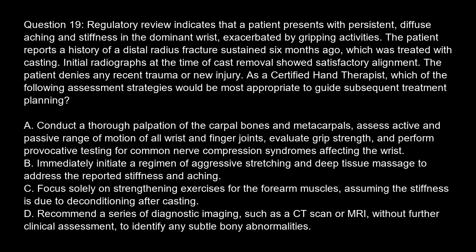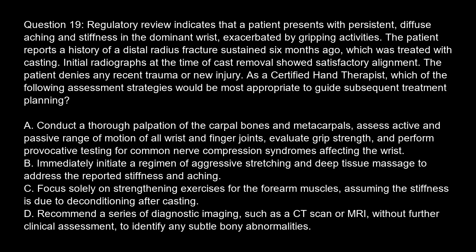Question 19. Regulatory review indicates that a patient presents with persistent, diffuse aching and stiffness in the dominant wrist, exacerbated by gripping activities. The patient reports a history of a distal radius fracture sustained 6 months ago, which was treated with casting. Initial radiographs at the time of cast removal showed satisfactory alignment. The patient denies any recent trauma or new injury. As a certified hand therapist, which of the following assessment strategies would be most appropriate to guide subsequent treatment planning?